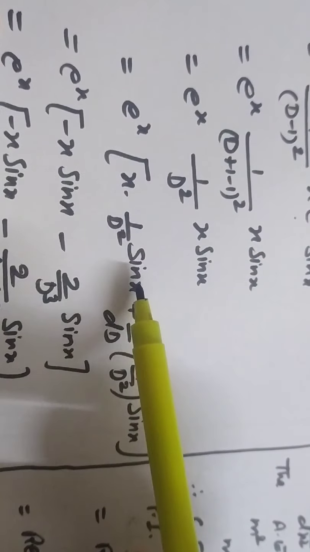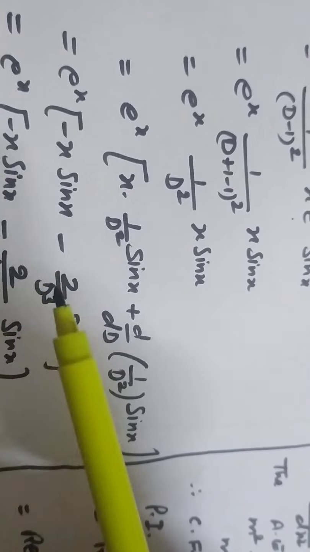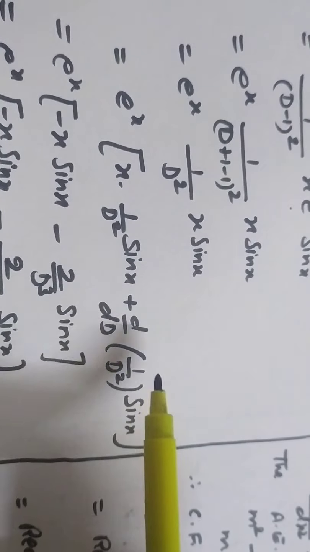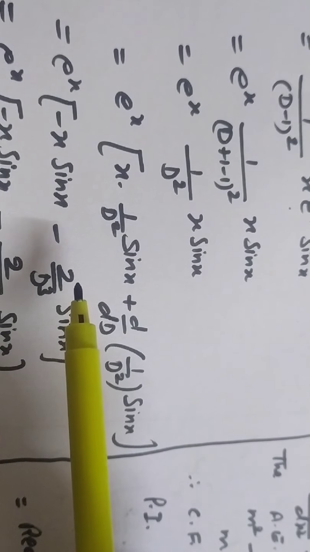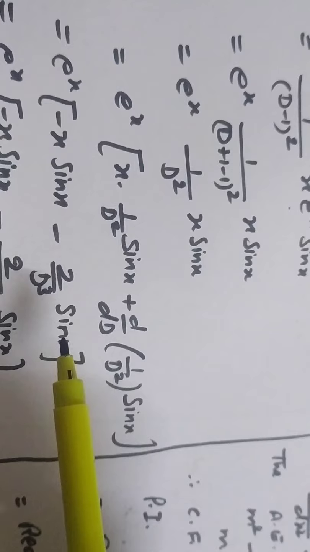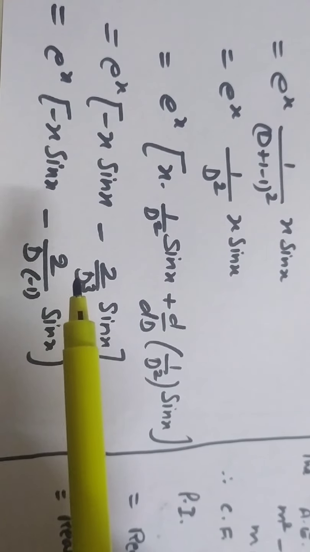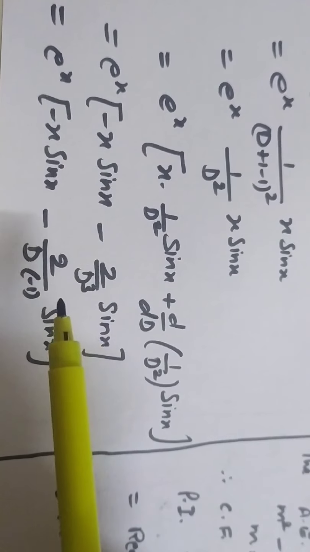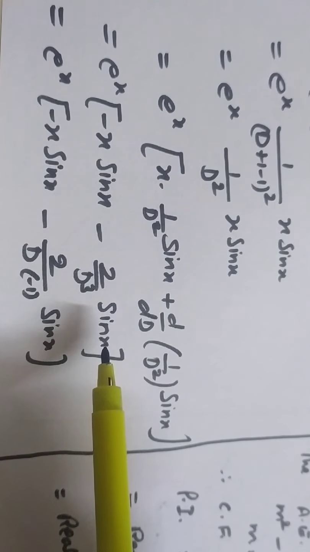So 1 over D square sin x means integrating sin x 2 times, you will get sin x again with a negative sign. For the derivative of 1 over D square, you apply the u over v formula, then you will get minus 2 over D cube sin x. So D cube is factored into two factors, one is D and another one is D square, and you replace this D square by minus 1 square. That's the coefficient of x here.